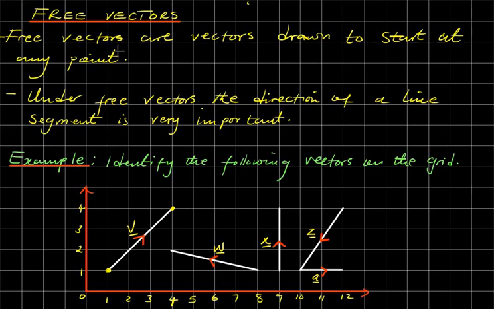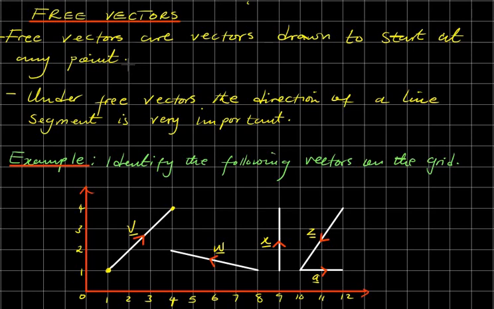So what are free vectors? Free vectors are vectors drawn to start at any point. Okay? They are different from position vectors. Position vectors somewhat have a fixed point that they start from, and in most cases, the origin. That's why they're even called position vectors, because they have a fixed point where vectors are always starting from. Alright? Now here, under free vectors, vectors are able to start at any point.